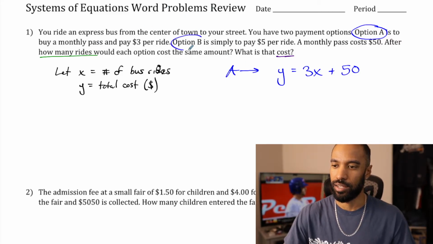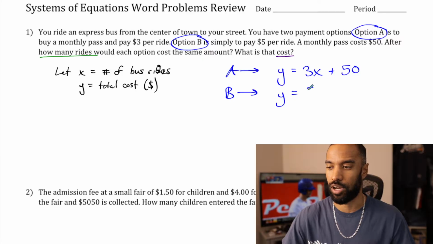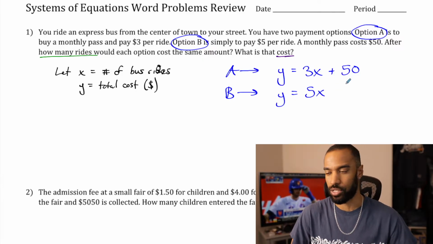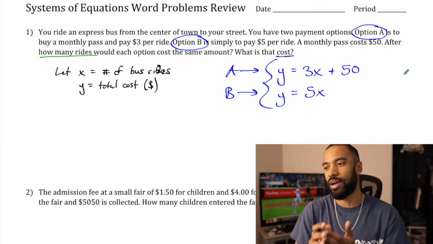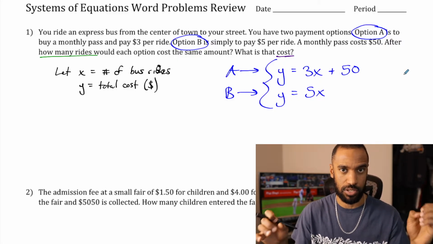Option B, on the other hand, is an equation y equals, where there is no monthly pass, but you do pay $5 per ride. So here's our system of equations. That is the setup. Both of these combine into the same system. We want to find out for which value of x we get the same y.